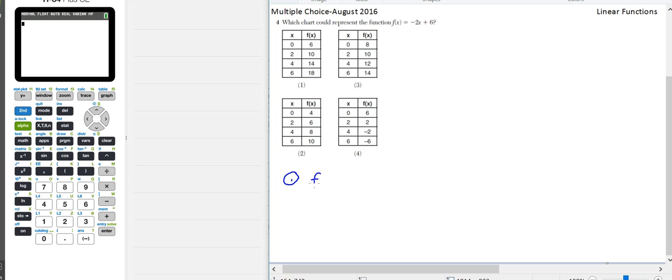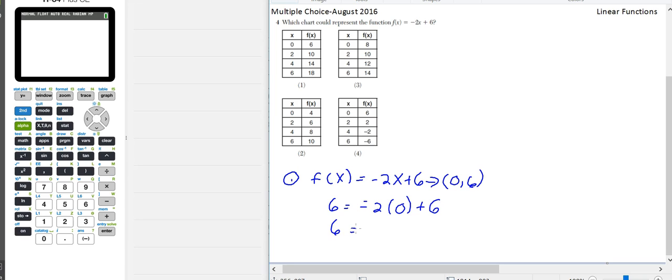So we have the equation f of x is equal to negative 2x plus 6, and the first point that we need to plug in is 0, 6. So wherever we have an f of x, we're going to plug in 6. Wherever we have an x, we're going to plug in 0. So we see that 6 is equal to negative 2 times 0. This term falls out. 6 is equal to 6. Good. This point makes it correct.